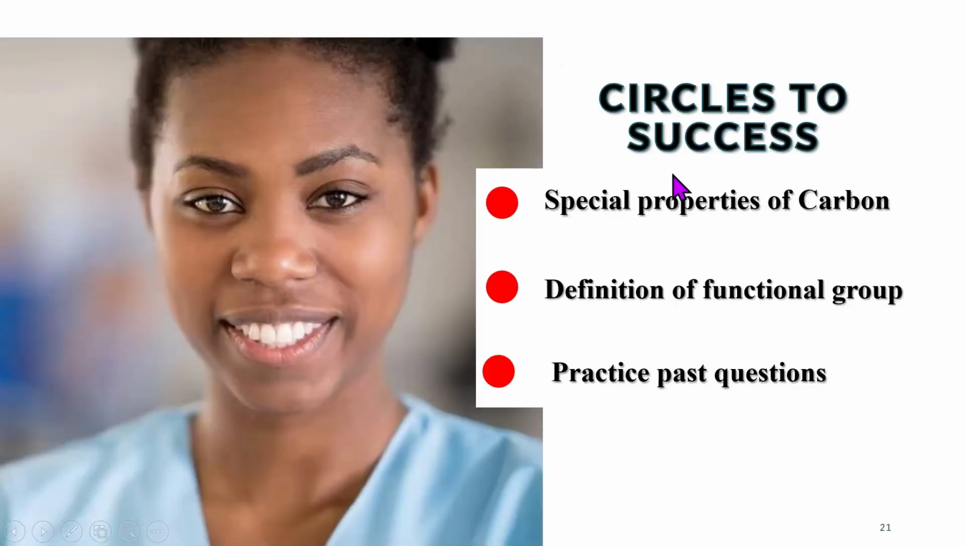As I round off, here are success circles. Special properties of carbon must be noted in this video. Definition of the functional group must be noted in this video. You must learn to practice past questions for your next examination. For those who do CBT exams, ensure you study past questions.